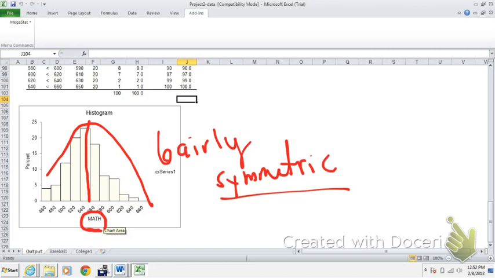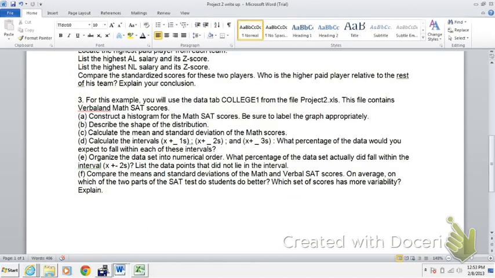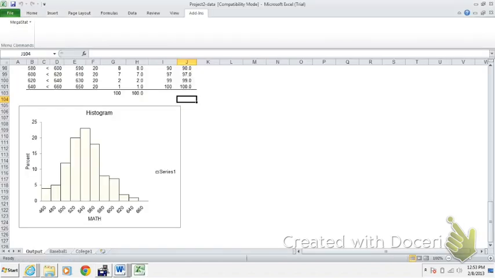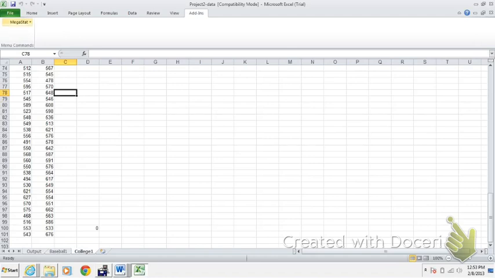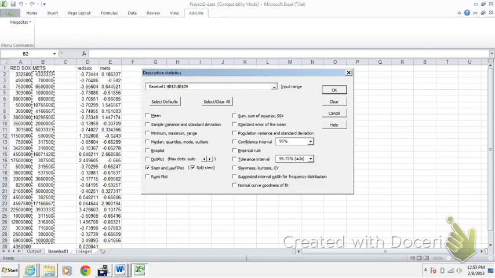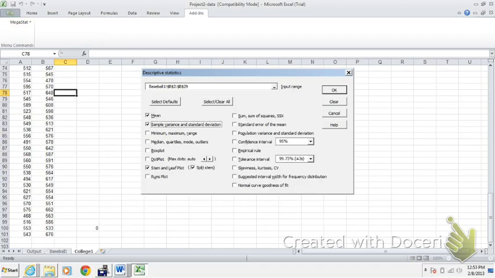Okay. Now let's actually produce the descriptive statistics, which I think is in the next question. So in part C, it says calculate the mean and standard deviation of the math scores. Like I said, those are descriptive statistics. So I'm going to hit escape here and go back in. To do that, remember we're just going to go to Megastat, descriptives, and we want the mean and the standard deviation.